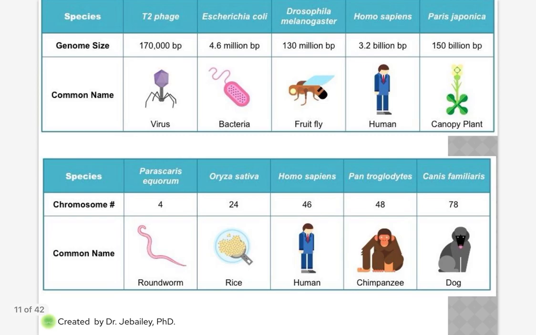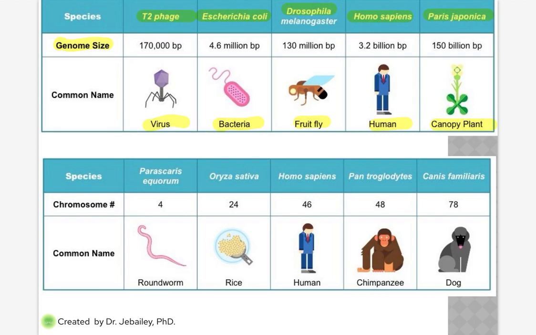So we're looking at here the T2 phage, E. coli, Drosophila, Homo sapiens, and Paris japonica. Basically, it's saying a virus, a bacteria, a fruit fly, a human, and a kind of plant. One of the things I'd ask you is to look and compare the genome size. And again, when I say genome size, we're talking about the length of the DNA. That means the A, T, C, and G, how many did they have?